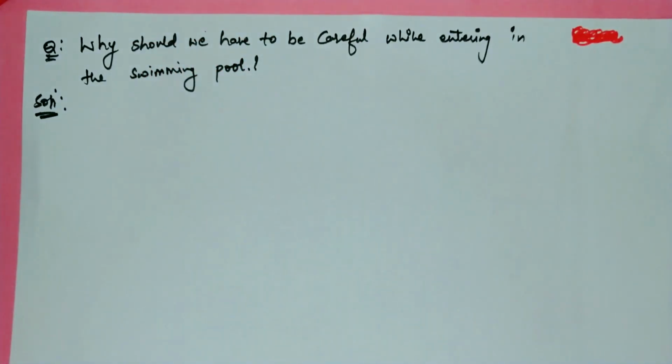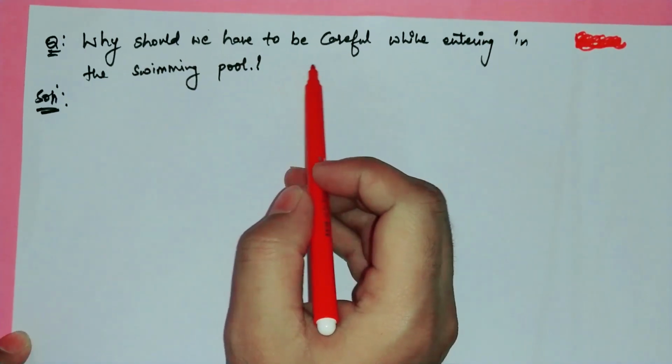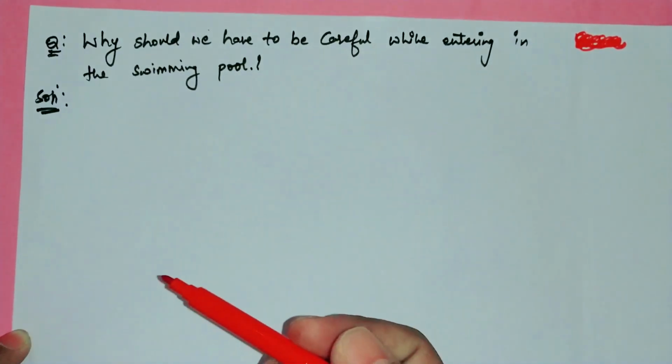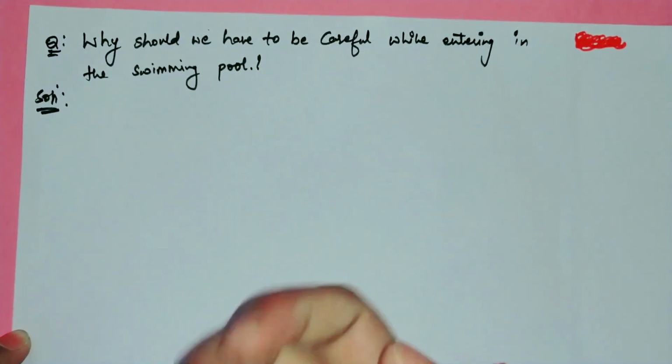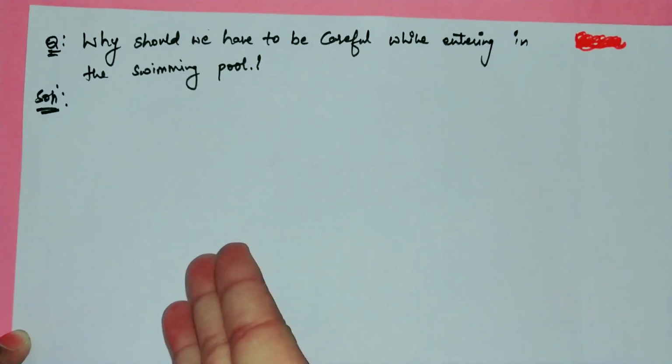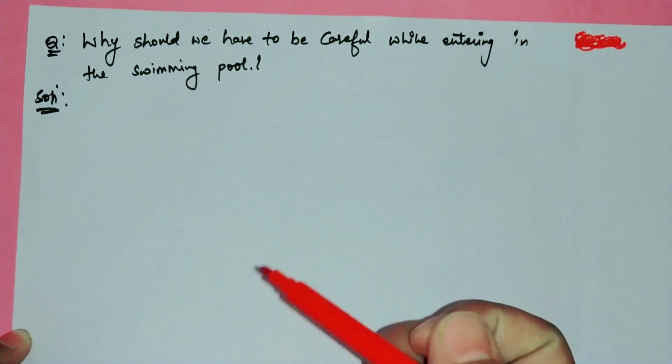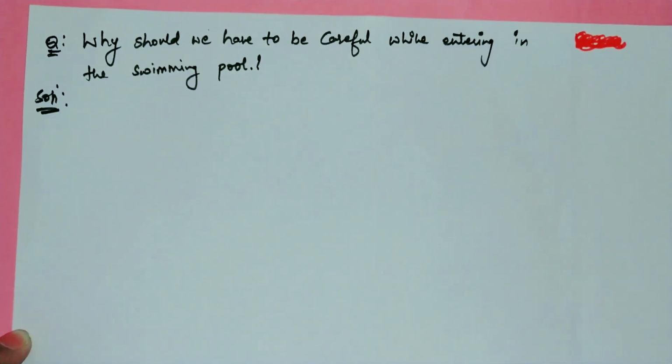Here we have another question: why should we be careful while entering a swimming pool? Sometimes we go to the swimming pool, so why should we be careful while entering it? It is because the depth of the swimming pool as it appears is way less than the depth it actually has.